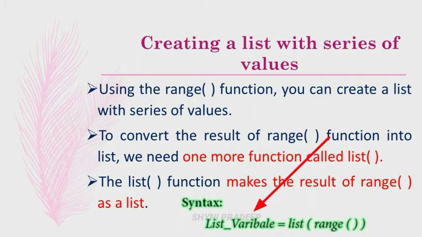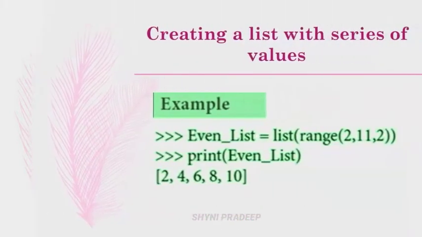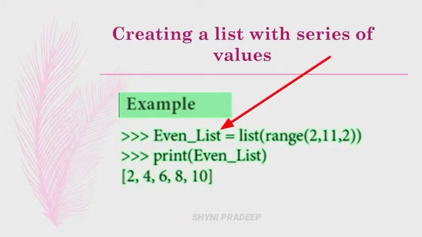List variable. Here you have to write the variable name of your list and is equal to write the list and within the parenthesis write the range function. So let's see one example. This is even list. Even list is a variable and is equal to write the list name, and next write the range function. Range function is range 2, 11, 2.